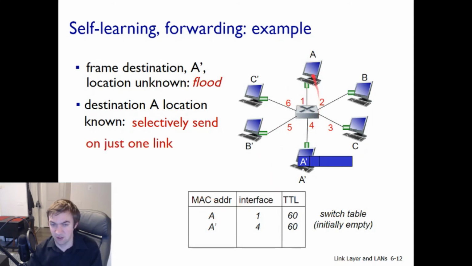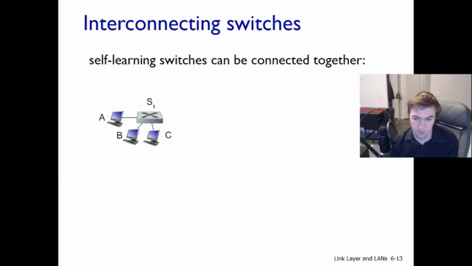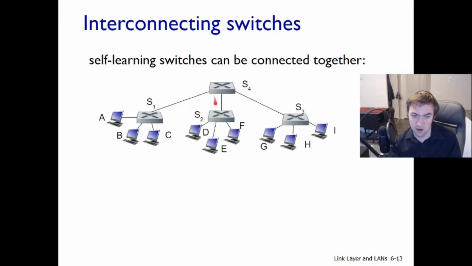And we only do this on a single link. We don't need to broadcast things out because we know exactly where we're trying to go. Now, it's probably unsurprising that self-learning switches can be connected together. So you can have one self-learning switch here that's connected to another switch that connects two more switches, and each of these can be self-learning.